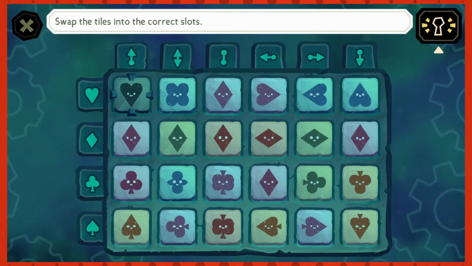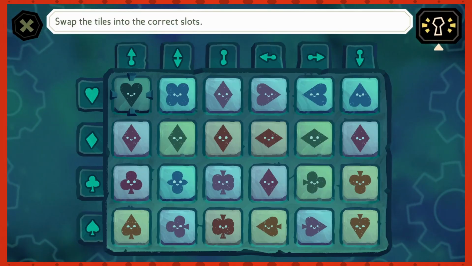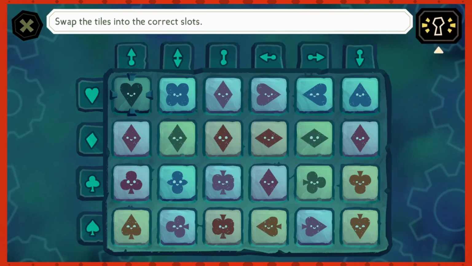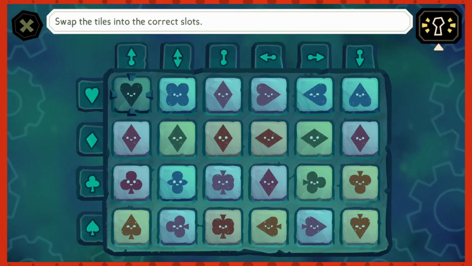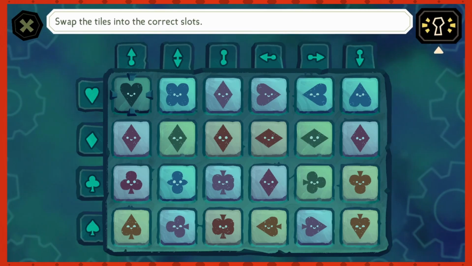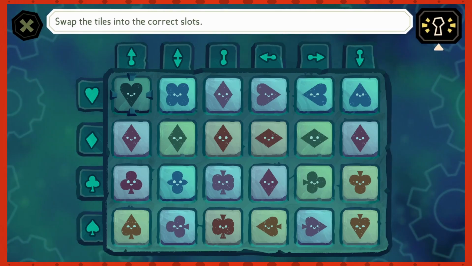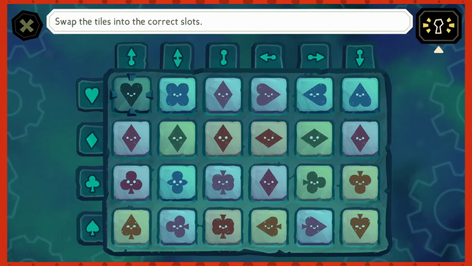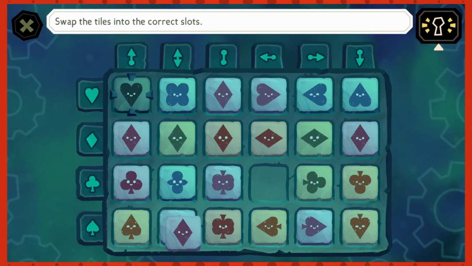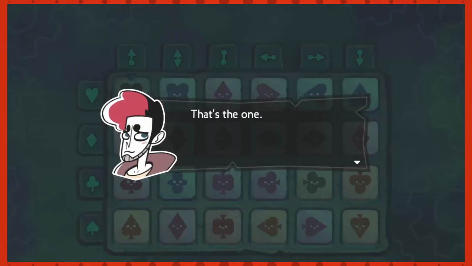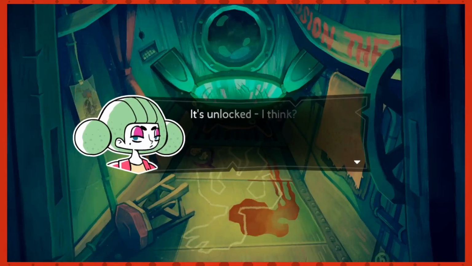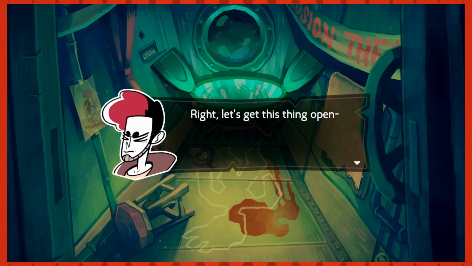I don't think the colors are relevant. Because if that's the top, that's what this indicates. We can't move this. So if that's the top... Oh, then that means that this one goes here. That's the one. There we go. Good job. Right. It's unlocked, I think. Let's get this thing open.